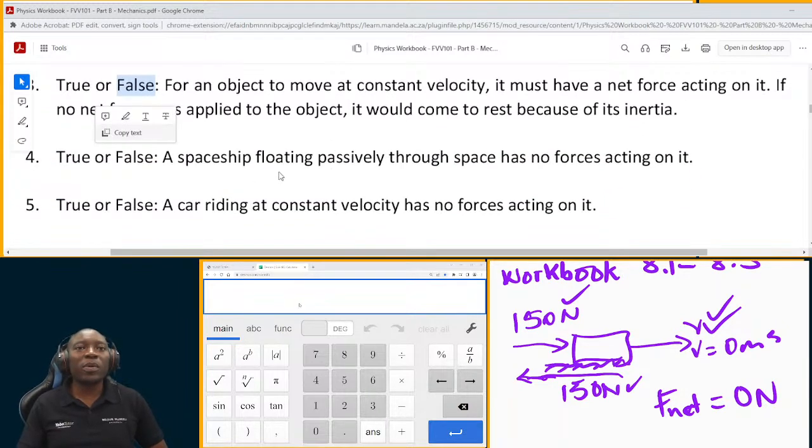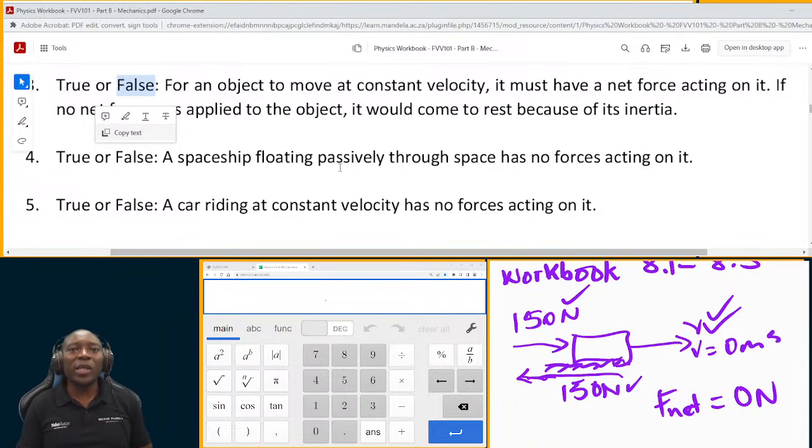Number 4: a spaceship floating passively through space has no forces acting on it. So if it has no forces, is it moving at a constant velocity? And we said constant velocity doesn't mean there is no force there, right? It's probably forces are balanced. But now this is through space, and if it's floating passively, that should mean it has no acceleration. So what can we say?